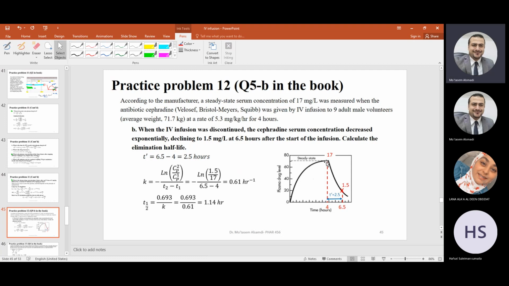And what is the question here? What's the value of K and what's the value of the elimination half-life? Right? Can you do it? And you have to account for the time, of course.